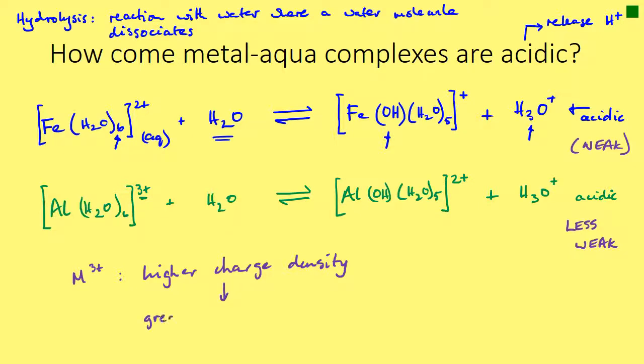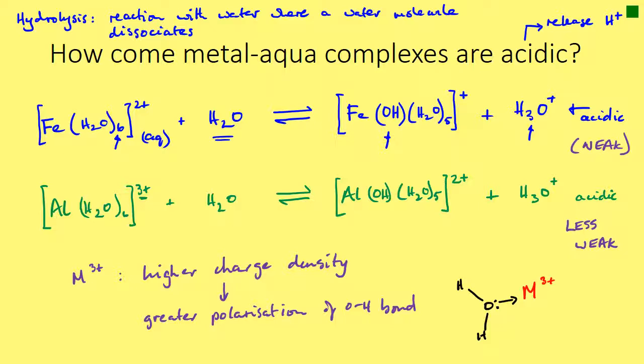So greater polarization of the OH bond in the water. So I'll draw that to make it extra clear. So if we've got an M3+ ion, and then let's do it in black. Right, so we're going to have a coordinate bond, and we're going to have an oxygen atom in our water molecule. We've got our two hydrogen atoms here.